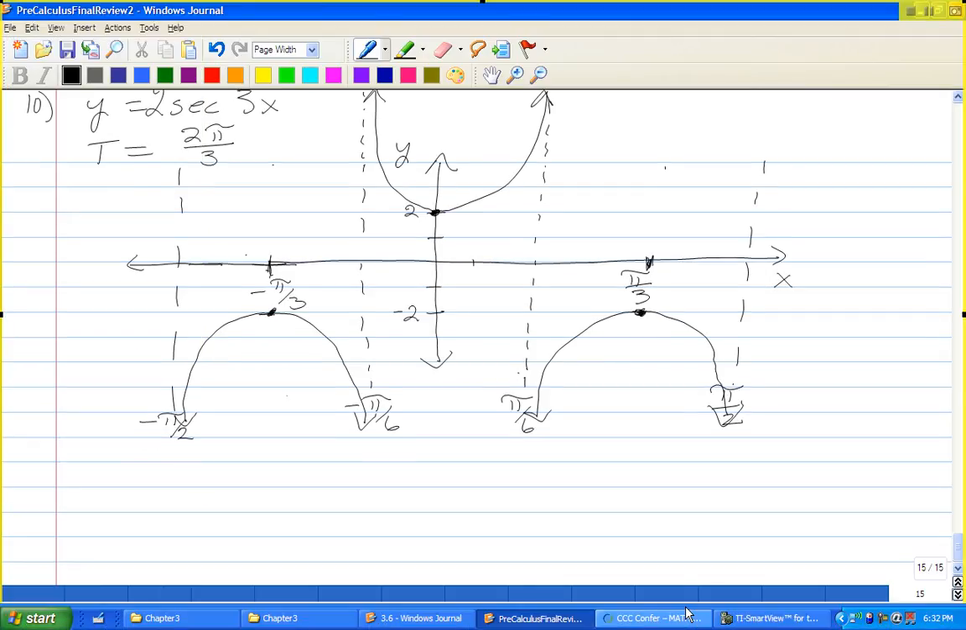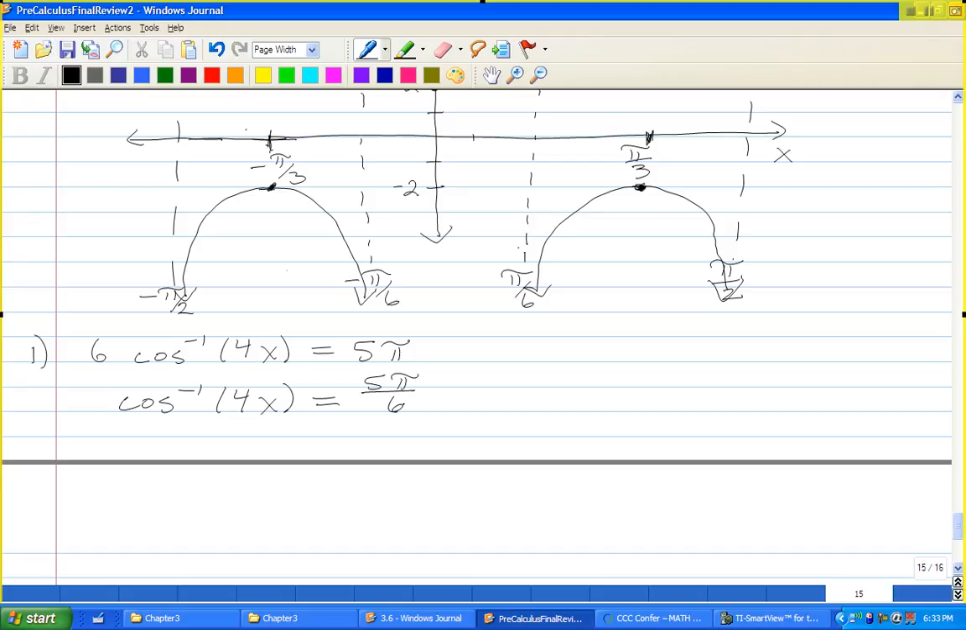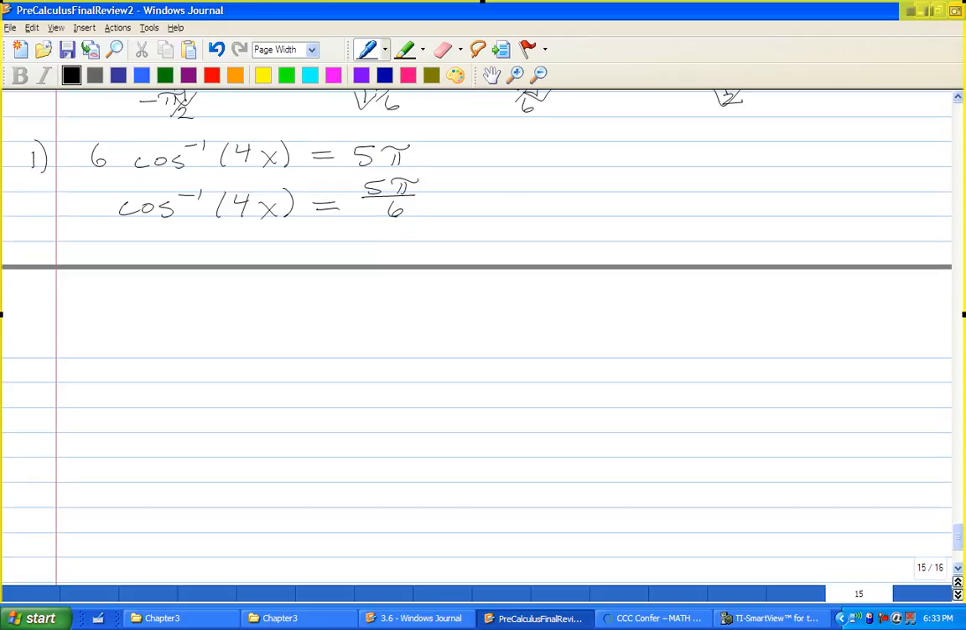Okay, problem 1. 6 cosine inverse 4x equals 5 pi. Okay, so that says that cosine inverse of 4x equals 5 pi over 6. And so 4x is equal to cosine of 5 pi over 6.